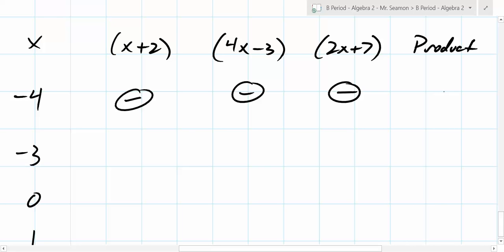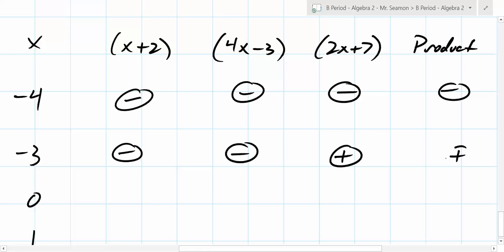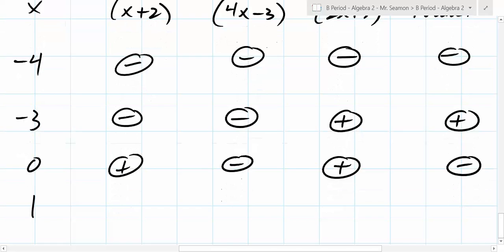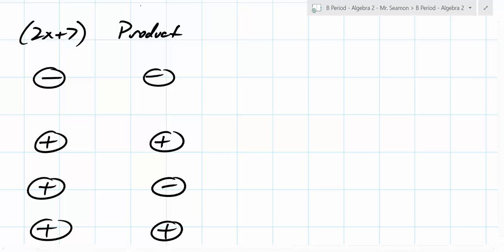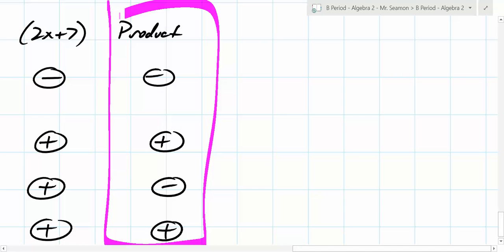So what's the product? Plug in -3, you get negative, negative, positive. So what's this come out to be? Positive. 0 is going to be positive, negative, positive. So what's that going to be? Negative. And plug in 1, what do you get? Positive, positive, positive, and now you get accustomed. Do you see this alternating negative, positive, negative, positive? Is it always going to be like that? No, it could go negative, 0, negative.